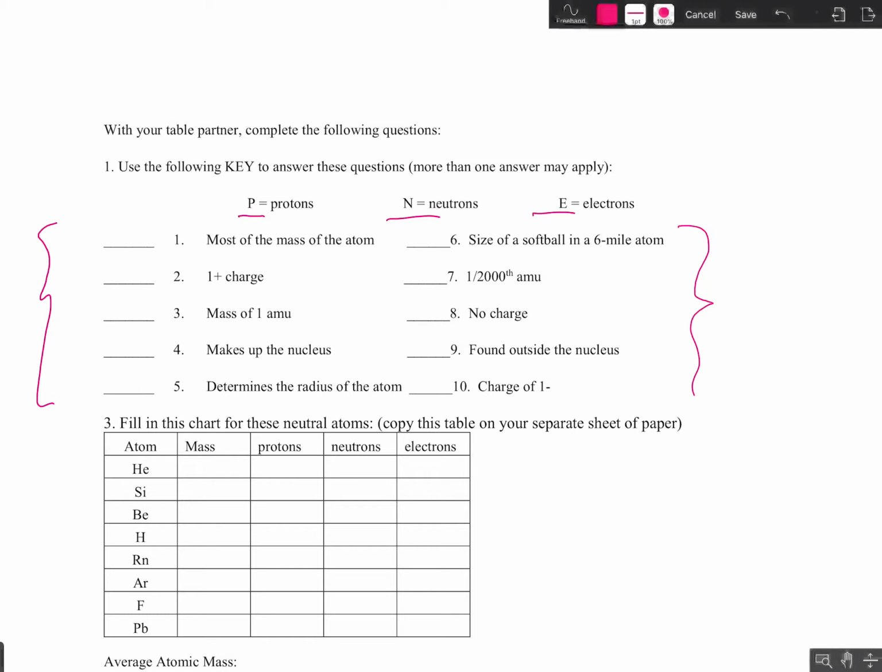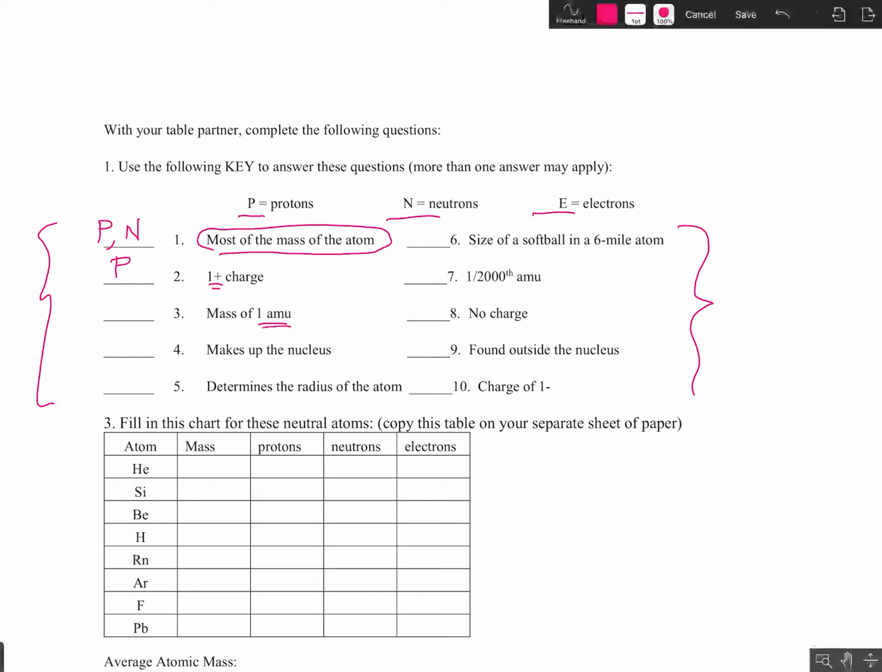All right, welcome back. Number one, most of the mass of an atom. That should be pretty easy. Remember, electrons are really, really tiny, almost 1/2000th the size of a proton. Protons and neutrons have the same mass, so hopefully you put P and N in the blank for number one. Number two, which has a positive one charge, that's a gimme. Hopefully you put P there for proton.